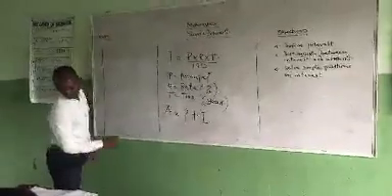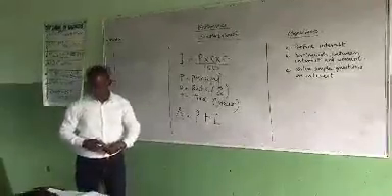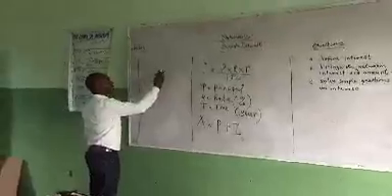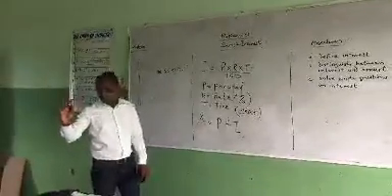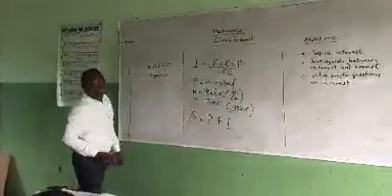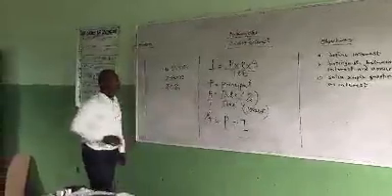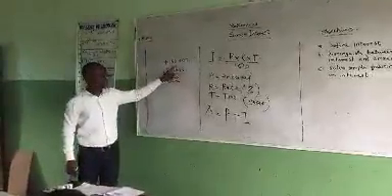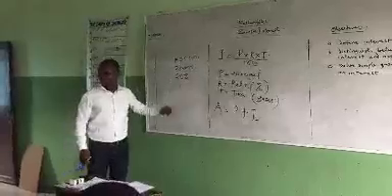Example 1. We want to calculate the simple interest on 150,000 naira that is borrowed for 2 years at the rate of 20%.